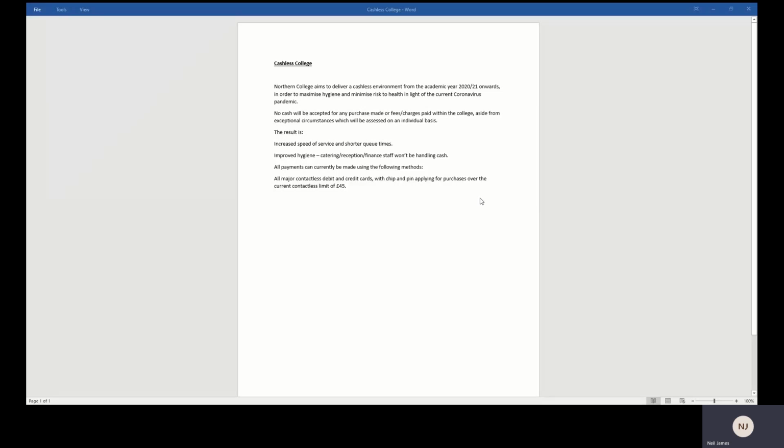Okay, so another development that we're currently making is a move towards having a cashless campus or cashless college. This has been sort of brought to light due to the developments around COVID. We wanted to do it anyway, but it's kind of sped it up a bit. And we've issued this guidance to students in the student handbook. And it's been taken on board by Thomas Franks, and they're fully on board with it as well.